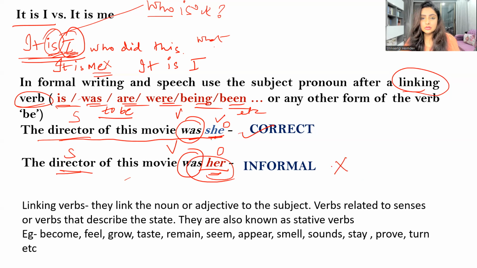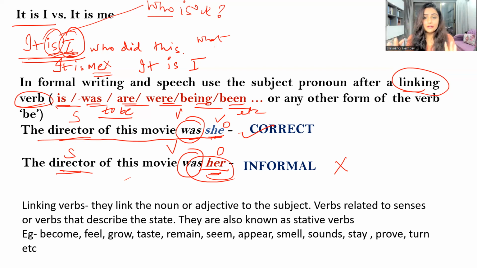That's informal. Okay, so whenever you're writing something which is formal in nature, or whenever you're giving a speech, which is again formal in nature, please make sure that you make use of a subject pronoun. So "it is I" is absolutely correct. Okay, and "it is me" is completely informal and something that does not adhere to the standard language structure. Are we all clear, friends?